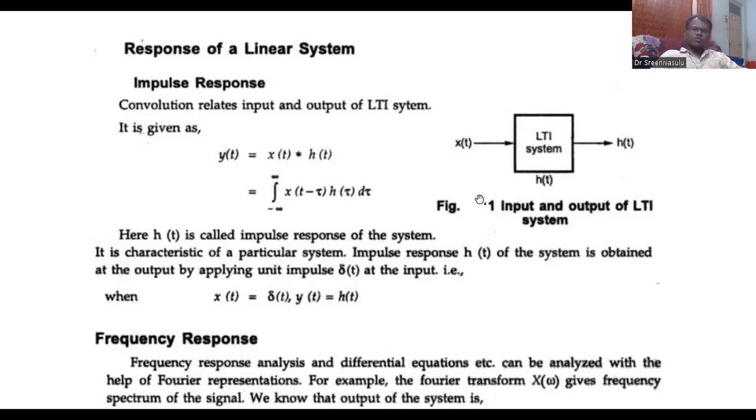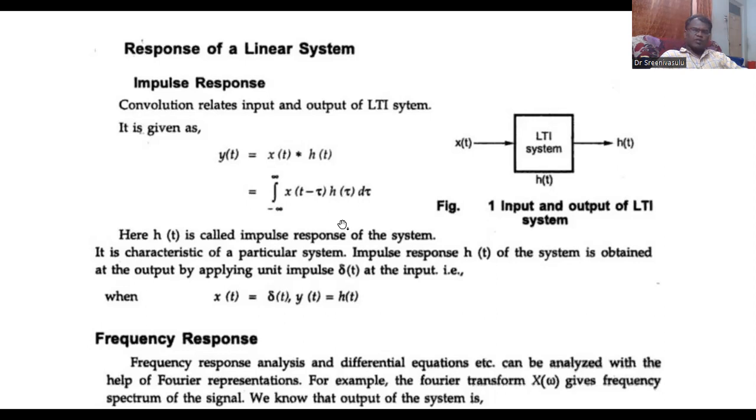Now, we have different standard inputs here. Impulse is one input, unit step is one input, ramp is one input, exponential is one input, DC signal is one input. So we have different standard input signals.